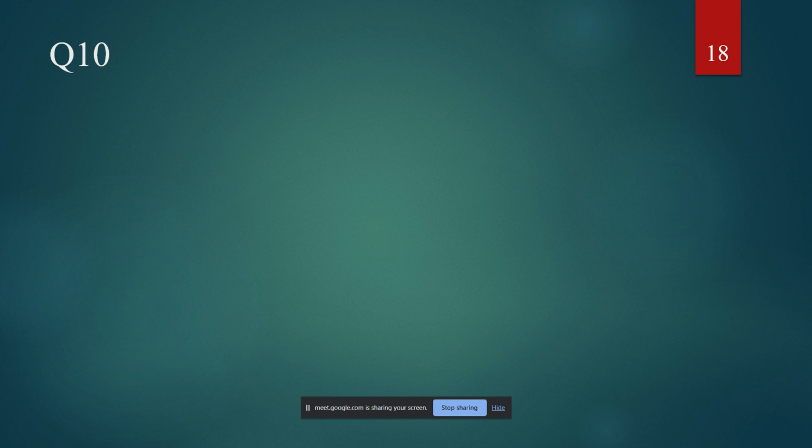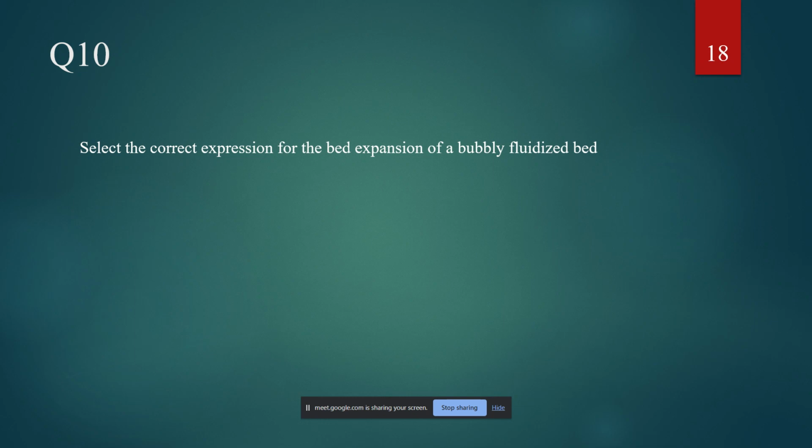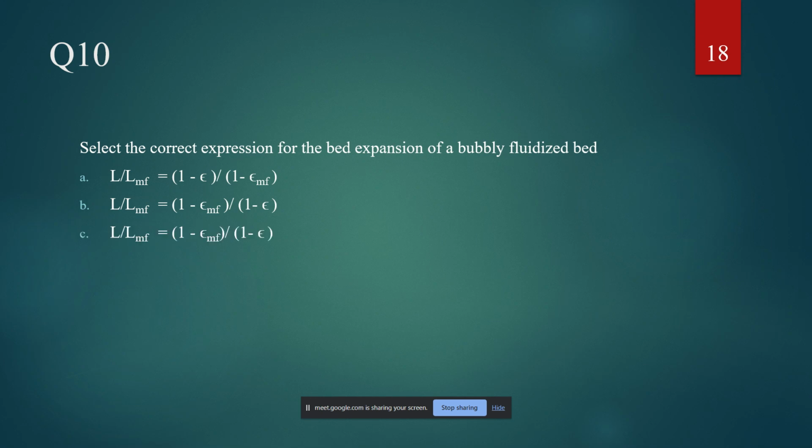We'll go to question 10. In question 10, it is mentioned that select the correct expression for the bed expansion of a bubbly fluidized bed. L by LMF is equal to 1 by epsilon, 1 minus epsilon by 1 minus epsilon MF. L by LMF is equal to 1 minus epsilon MF by 1 minus epsilon. Or L by LMF is equal to 1 minus epsilon MF by 1 minus epsilon. Or it is none of the above.